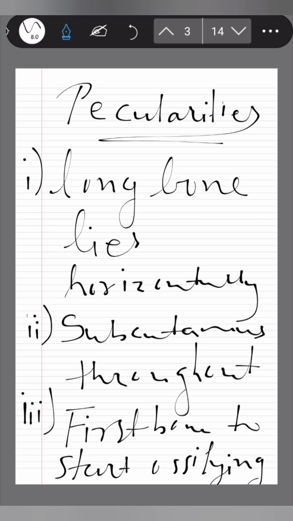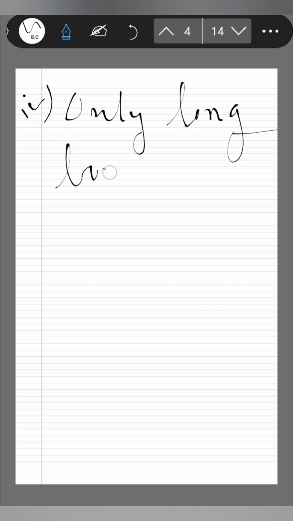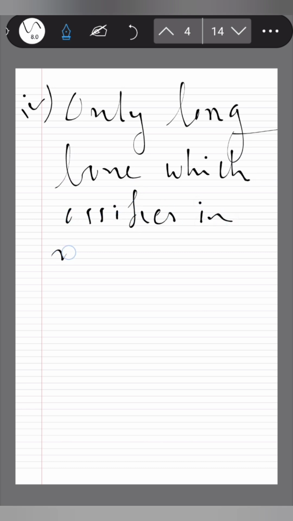Now the fourth peculiarity of the clavicle is that it is the only long bone which ossifies in membrane.